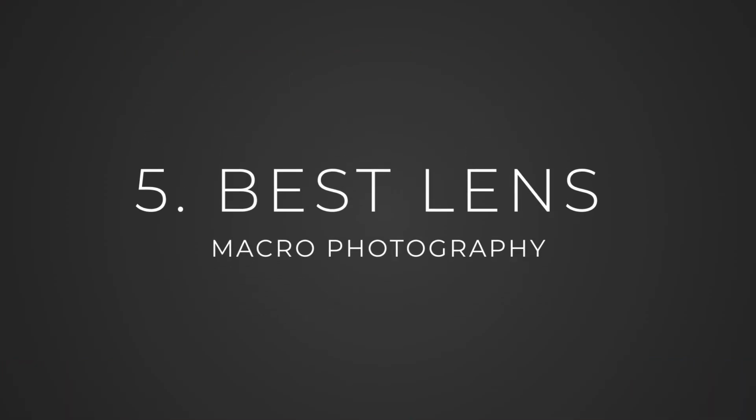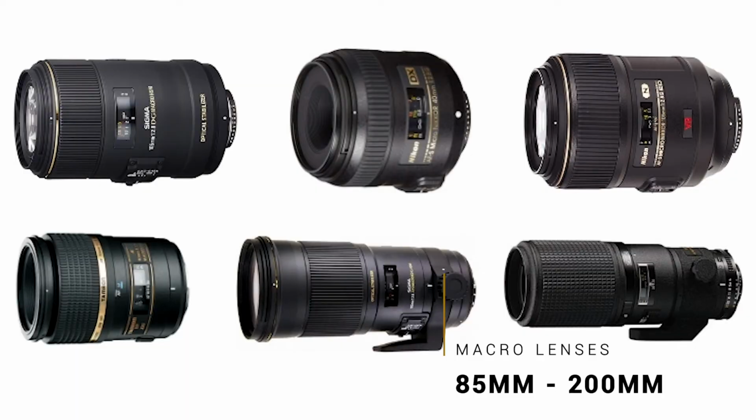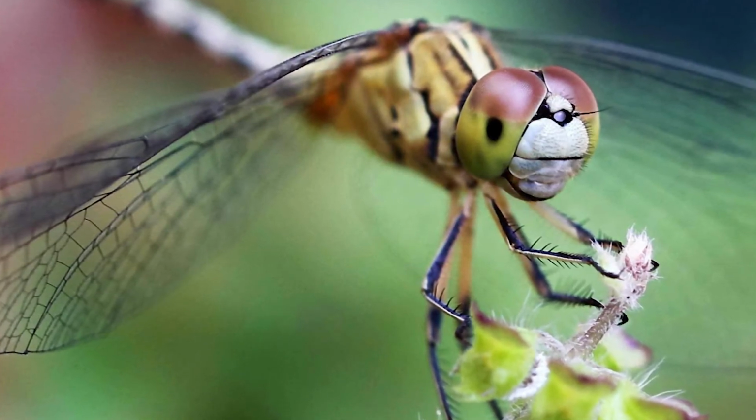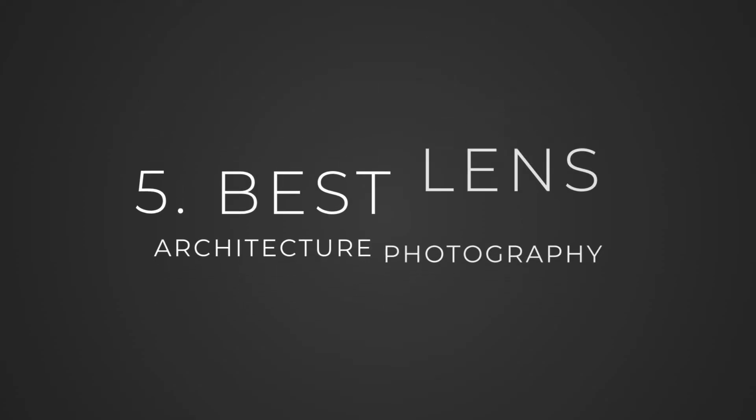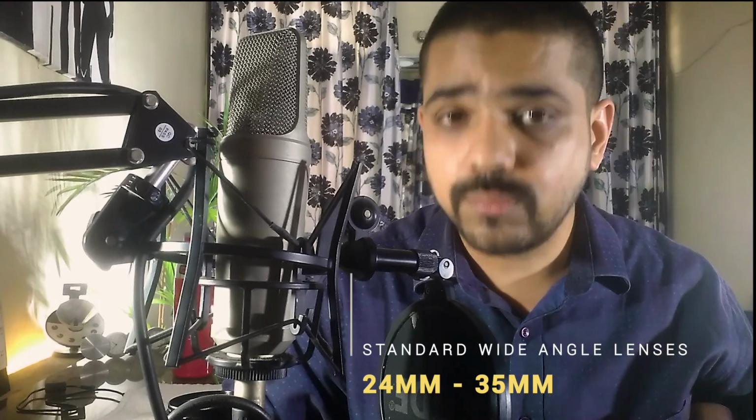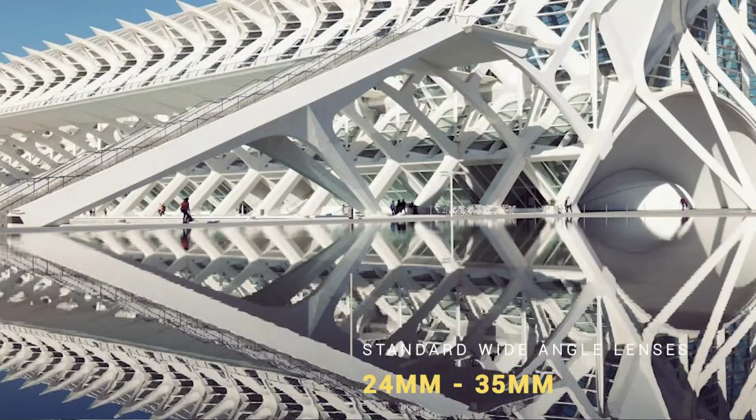Best lens for macro photography. A macro lens anywhere in the range of 85mm to 200mm is best for macro photography. The focal length of this powerful lens can capture subtle and even the minutest detail from afar. Best lens for architecture photography. A standard wide-angle lens features a decent field of view to capture most, if not all, of a building or a cityscape.